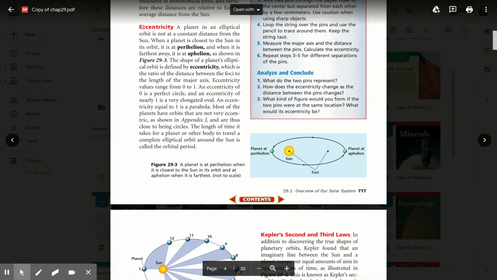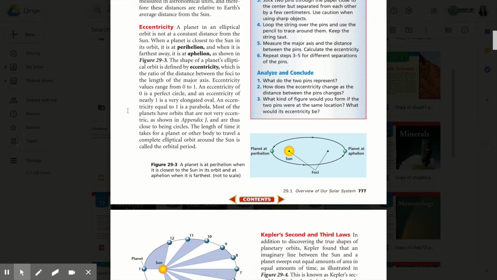Eccentricity. A planet in an elliptical orbit is not a constant distance from the sun. When a planet is closest to the sun in its orbit, it is at perihelion, and when it is furthest away, it is at aphelion, as shown in figure 29.3. The shape of a planet's elliptical orbit is defined by eccentricity, which is the ratio of the distance between the foci to the length of the major axis.